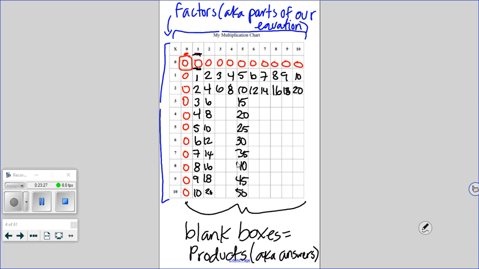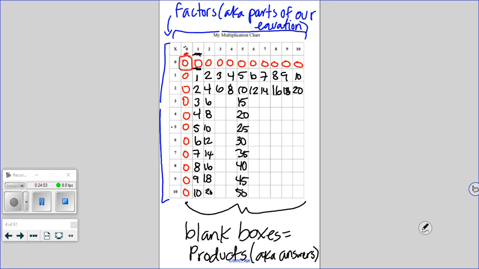Ashlyn? We have a fancy math name for that. The commutative property. It means I can flip my factors, or the parts of my math equation, around, and the value is still the same. So now we are going to go 0 right here, times 5.